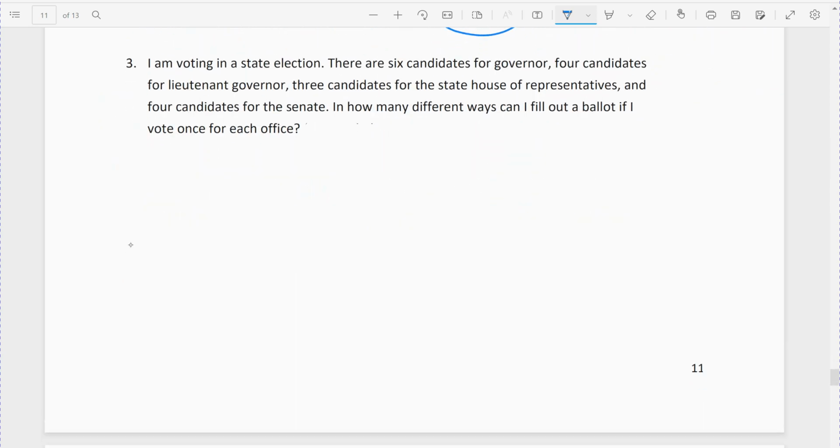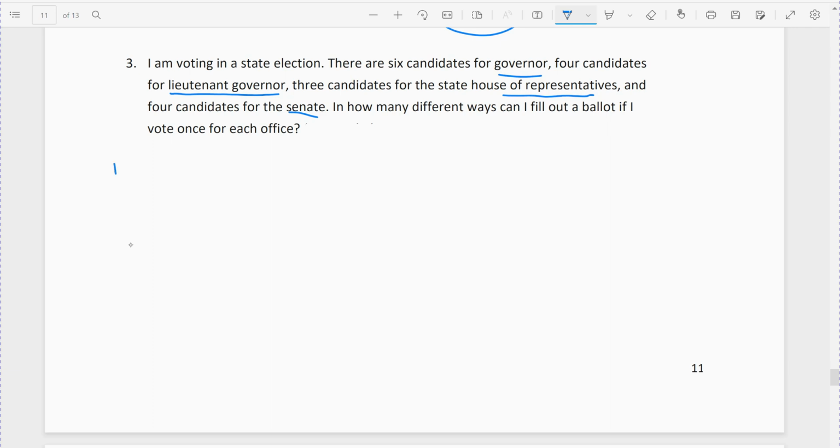Alright, I am volunteering at the state election. There are 6 candidates for governor, 4 candidates for lieutenant governor, 3 candidates for the House of Representatives, and 4 candidates for the Senate. So I've got governor, lieutenant governor, House of Representatives, and Senate. How many different ways can I fill out a ballot if I vote once for each? Suppose I don't know who to vote for. I'm just going to randomly vote for people. I have to pick one of each of those.